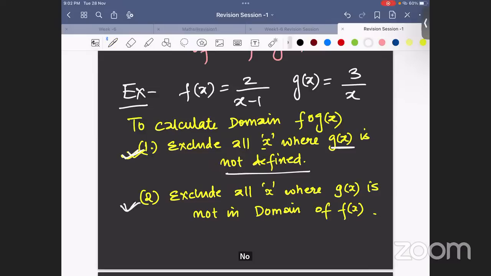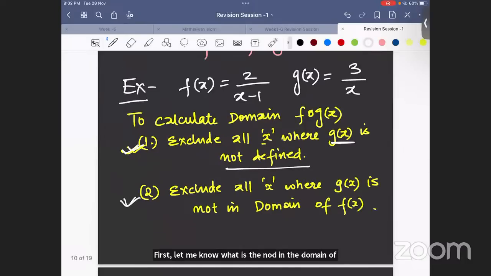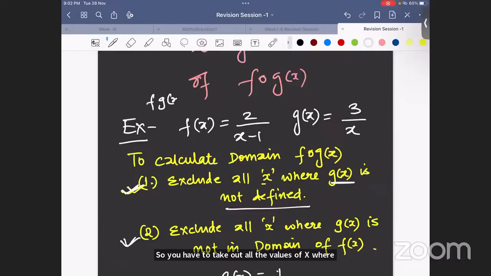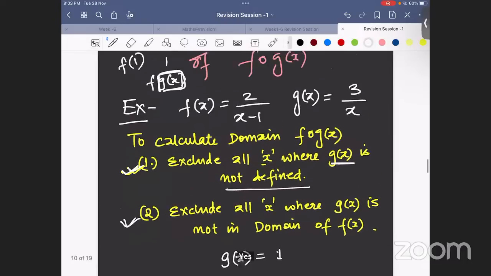Now the second case is you have to exclude all the values of x where g(x) is not in the domain of f(x). So what is not in the domain of f(x)? 1, right? So you have to take out all those values of x where g(x) is equal to 1. Because in f of g of x, this g(x) should not be equal to 1, since f(1) is not possible. If f(1) is not possible, that means you have to remove all those values of x where g(x) is equal to 1. Correct? It's clear, right, everyone?